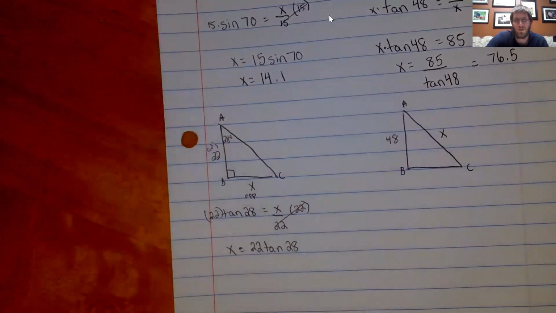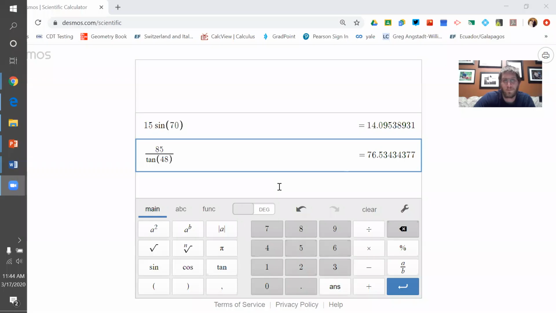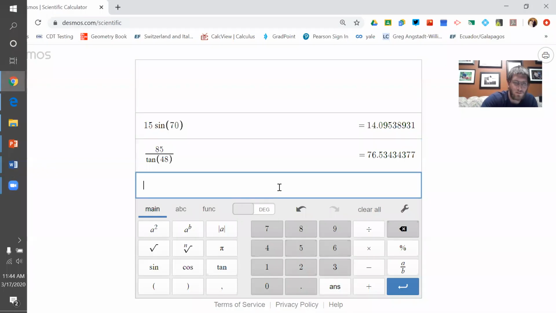All right, so let's see what 22 tangent of 28 is. And we'll put it once again into Desmos. So if I do 22, I click on my tangent, 28 degrees, I should get 11.697, which if we round to the nearest tenth, I'm just going to make it 11.7. All right, and then we have one more example.